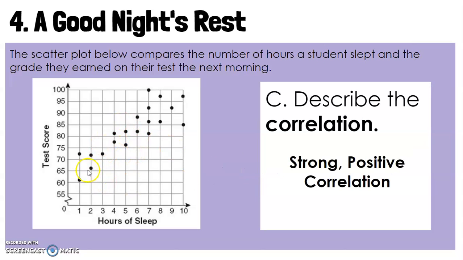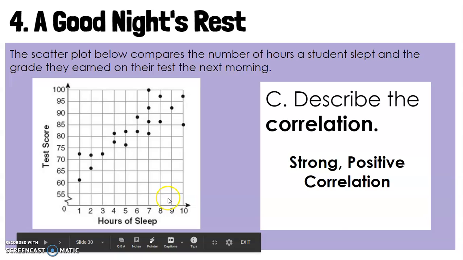Well, they increase. Because these points increase, this is a positive relationship. This is a positive correlation. And I'm going to use the word strong here because these points are very close together. They're very, very close together. I don't see points over here and I don't see points over here.